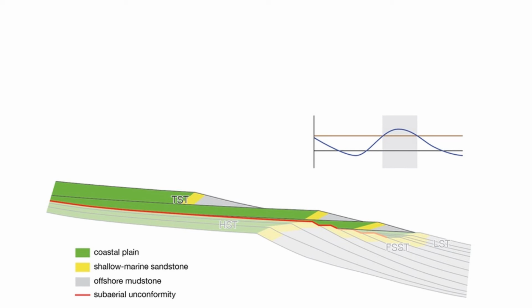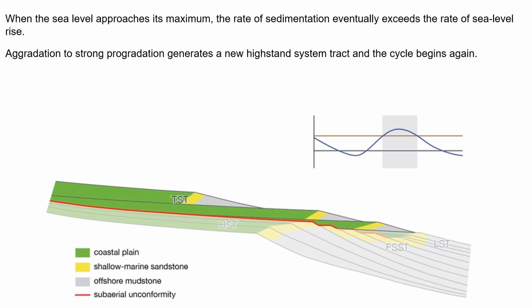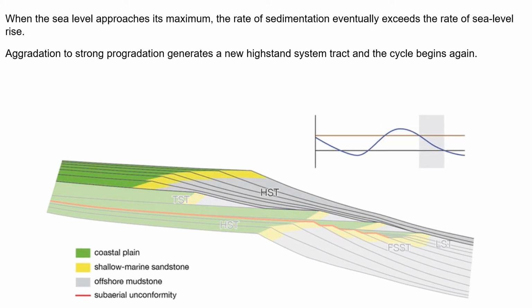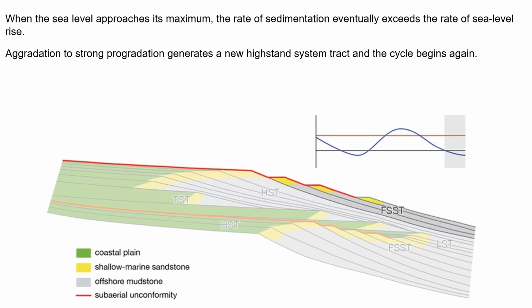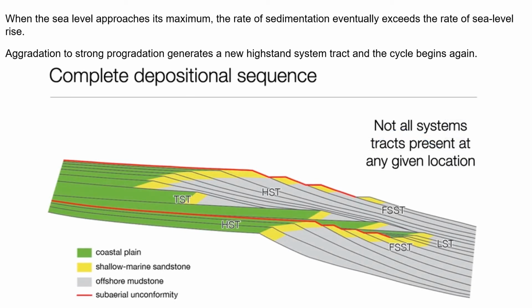And then we push everything in a transgressive systems tract. Now we're landward again. When the sea level starts getting to its maximum with this transgressive systems tract, that rate of sedimentation again is going to exceed the rate of sea level rise. When that starts to happen, we see the aggradational process once again, and we prograde out with a new highstand systems tract beginning again. So there's our other highstand, falling stage, and we start the entire thing over.